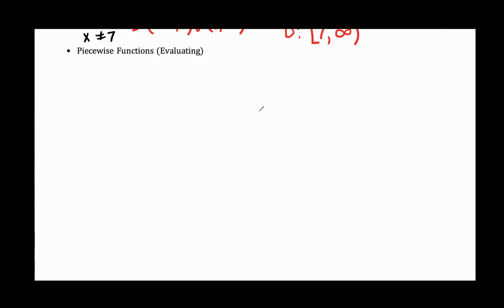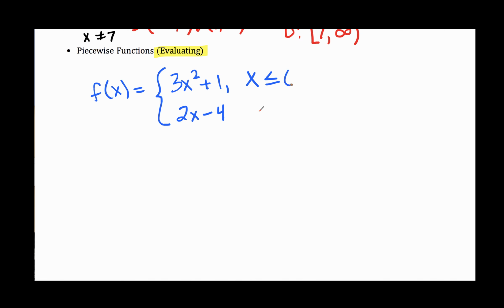Okay, also in section 1.2, we discussed how to evaluate piecewise functions. So if we're given a function, for example, f of x equals these two pieces, 3x squared plus 1 and 2x minus 4. Suppose that this first piece is defined only when the values of x are less than or equal to 0. And then suppose this second piece is defined for all other values greater than 0.